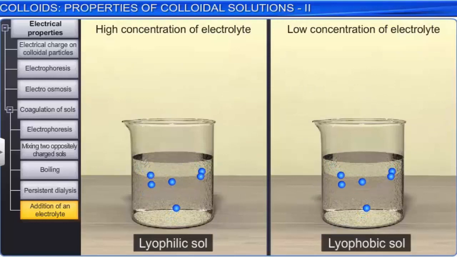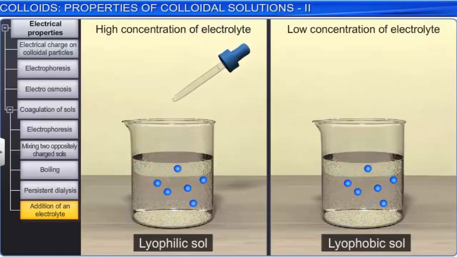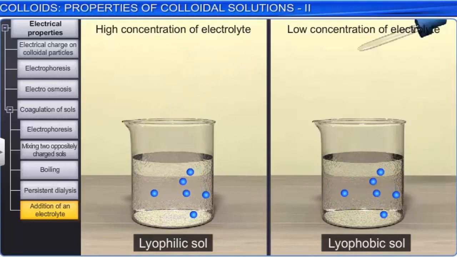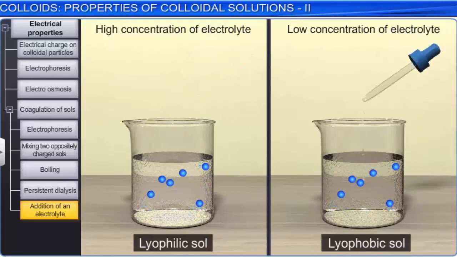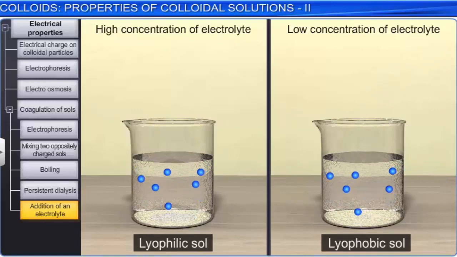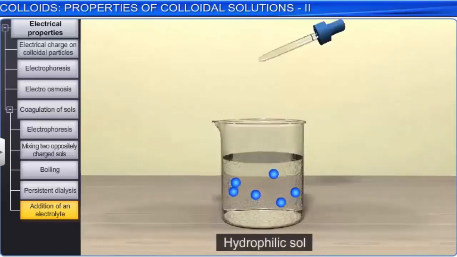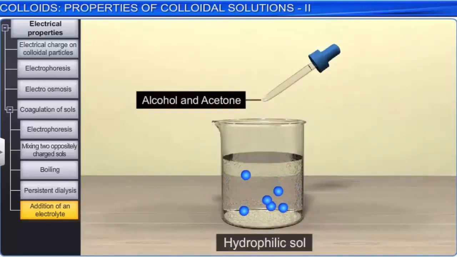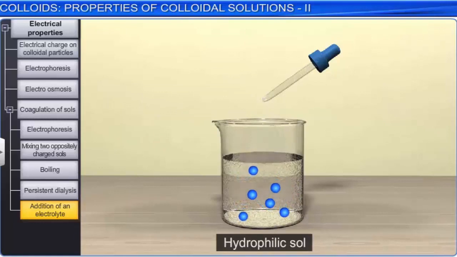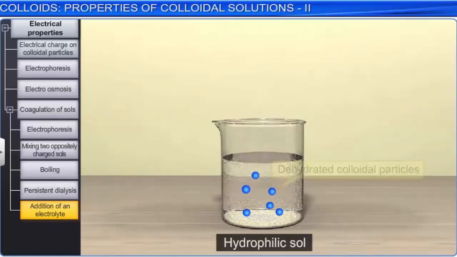A higher concentration of an electrolyte is needed to coagulate a lyophilic sol than is needed to coagulate a lyophobic sol. When solvents like alcohol or acetone are added to hydrophilic sols, the colloidal particles get dehydrated. Under this condition, a small quantity of electrolyte is able to bring about coagulation of the hydrophilic sol.